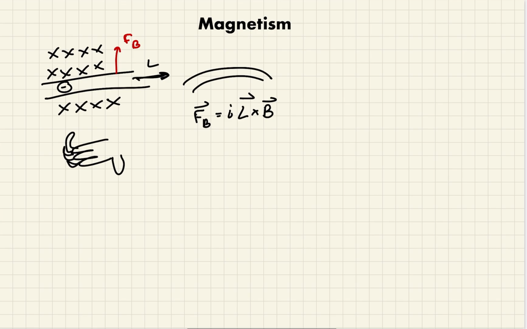Now, if you have a curved wire, you can use an integral, because this only works if it's straight. If it's curved, it's equal to the integral of I dl cross B. So in this case, dl is an infinitesimal portion of the wire, and then you cross it with the magnetic field.